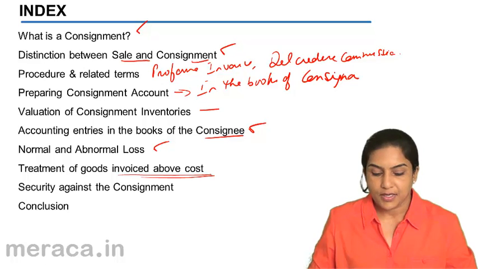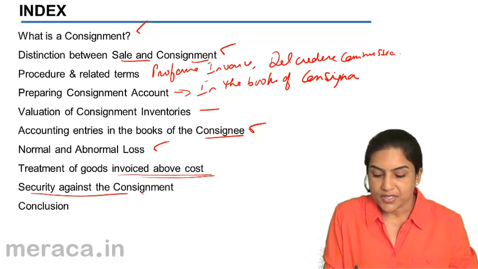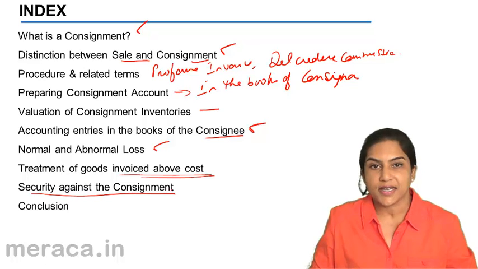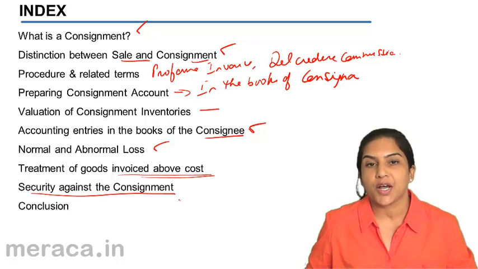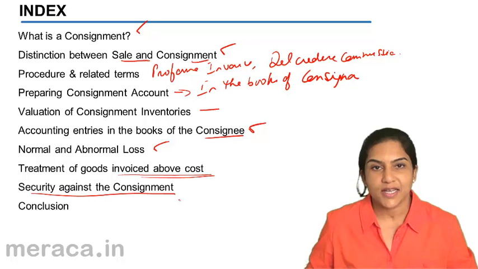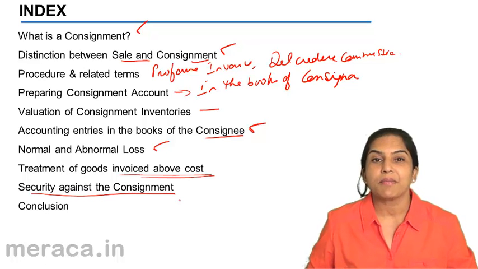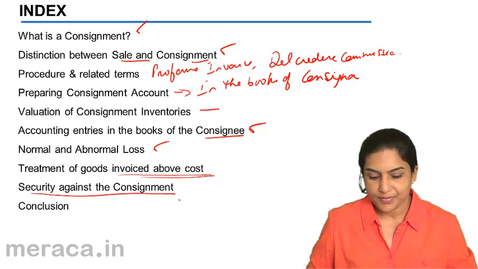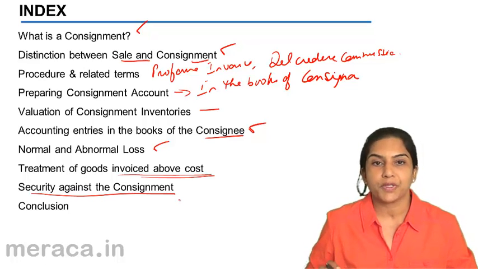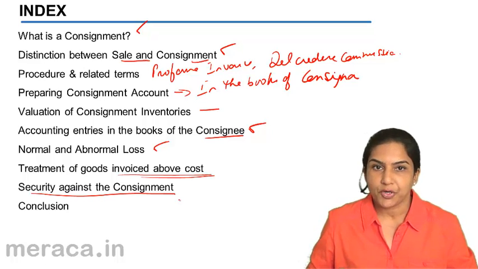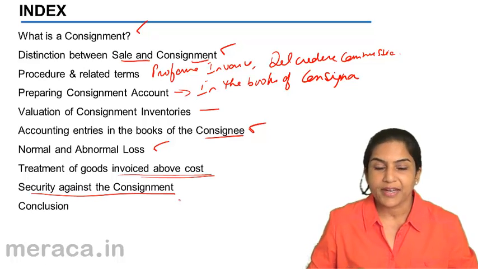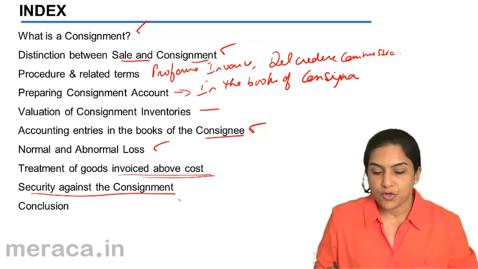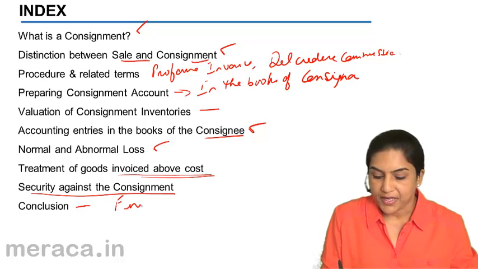Next, we will understand what is security against consignor. Since a lot of goods are being sent by the consignor to the consignee, some security deposit may be demanded by the consignor. What is the amount, what would be the computation, etc. is what we will discuss under that module. And finally, we will conclude, recap the entire discussion and of course, as usual, have a final quiz.